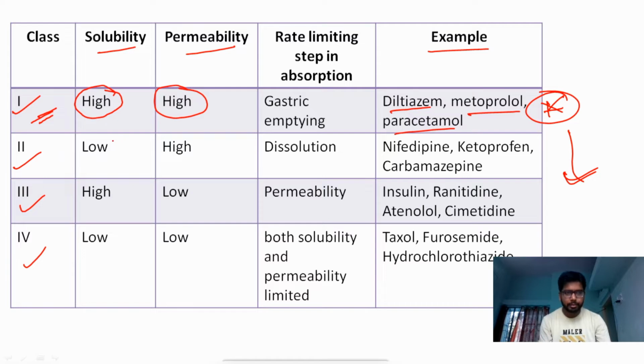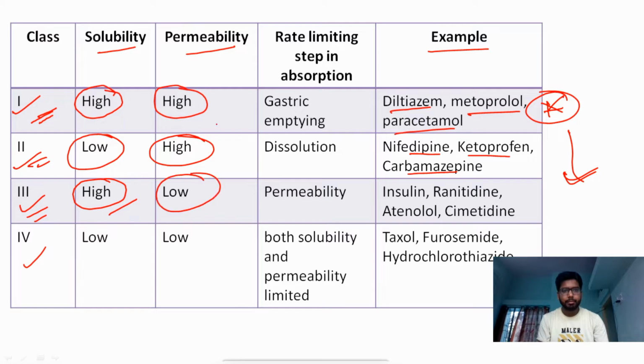Then coming to class 2 drugs, here the solubility is low and the permeability is high. The examples are nifedipine, ketoprofen, carbamazepine. Then BCS class 3: the solubility is high and the permeability is low. The examples are insulin, ranitidine, atenolol, cimetidine. In case of BCS class 4, the solubility is low and permeability is also low. The examples are furosemide, hydrochlorothiazide, taxol. All these are class 4 drugs.